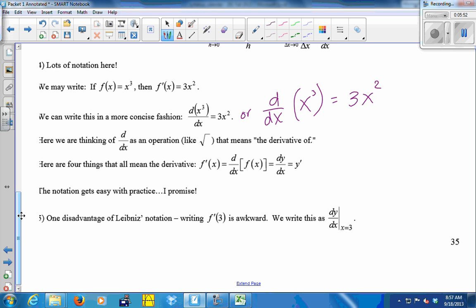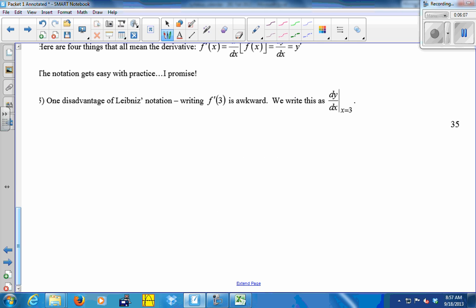So one advantage of Leibniz notation, writing f prime of 3. Is that awkward? I don't know. I think that this one's a little awkwarder. But they're just 2 ways of writing the same thing. f prime of 3 means take the derivative, f prime of x, and plug in a 3. If you want to write that in Leibniz notation, you would write dy dx, and you put this big vertical line, which means evaluated at x equals 3.